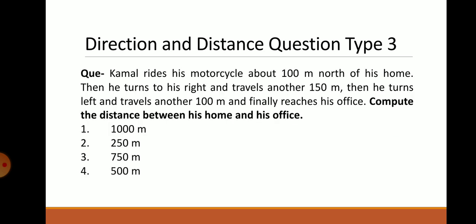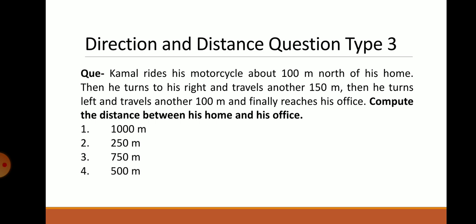Next, the third type of question we will now see. In this third type of question also, direction as well as distance you have to find out. Let us see a question directly. Kamal rides his motorcycle about 100 meter north from his home. Then he turns to his right and travels another 150 meter. Then he turns left and travels another 100 meter and finally reaches his office. Compute the distance between his home and his office.